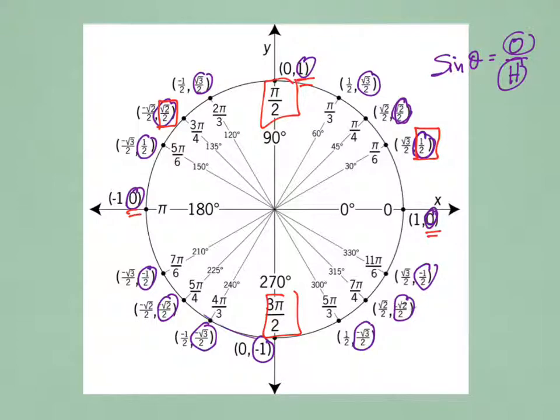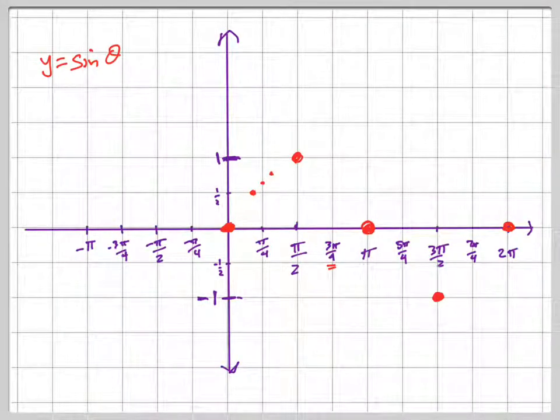It's back to root 2 over 2. It's back to that same point, this same point right here. See that point? That's root 2 over 2. It's the same. You follow what I'm doing?